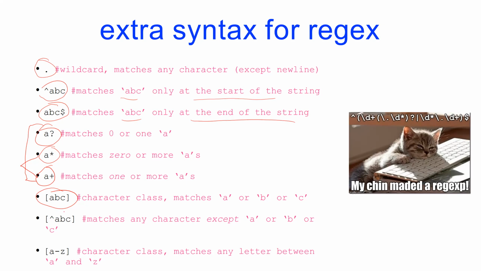But this allows you to do another thing. You can put a square bracket and then put an upper arrow here, then ABC. That means I do not want ABC. I can match anything, but not ABC. And then you can put A to Z. This is a more simplified version to say it will match any letter between A to Z.